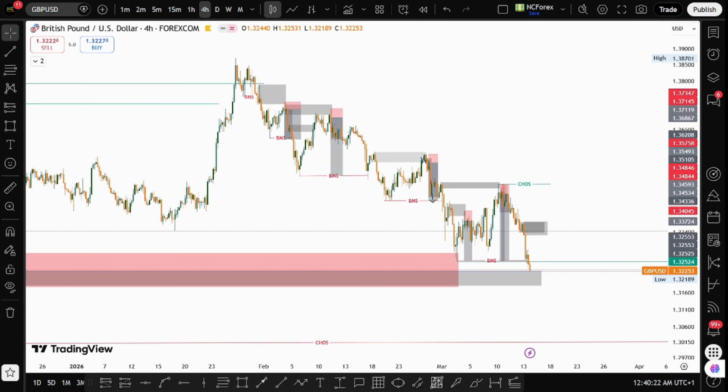Have you ever taken a trendline breakout trade and the market immediately reversed against you? Let me show you why that happens. Right here we have a bearish trendline controlling price. Most traders are taught that once this trendline breaks, it confirms buy opportunities.